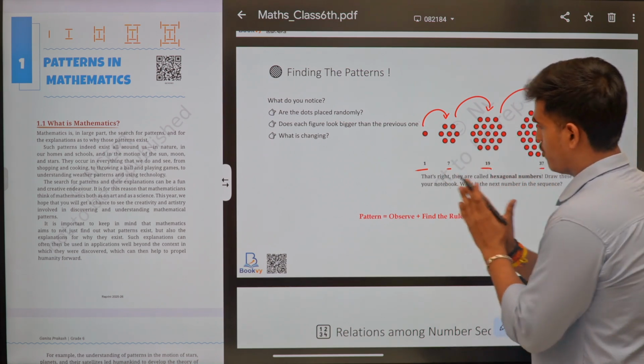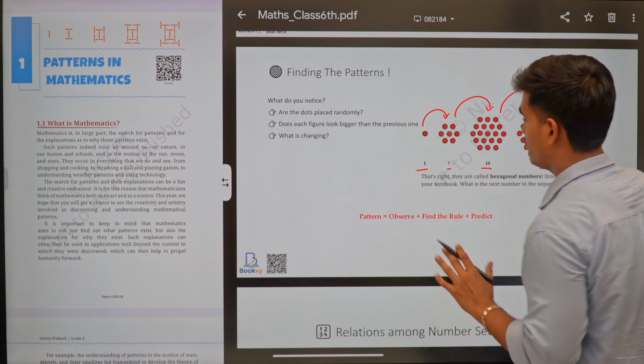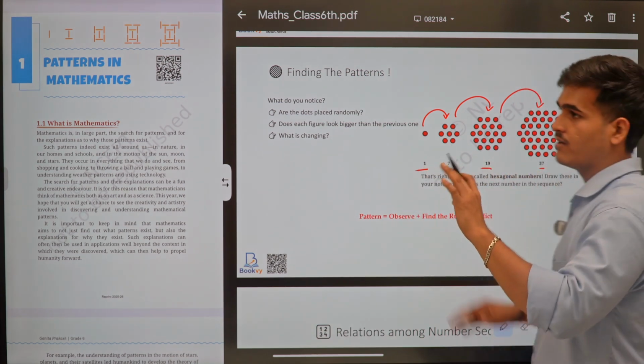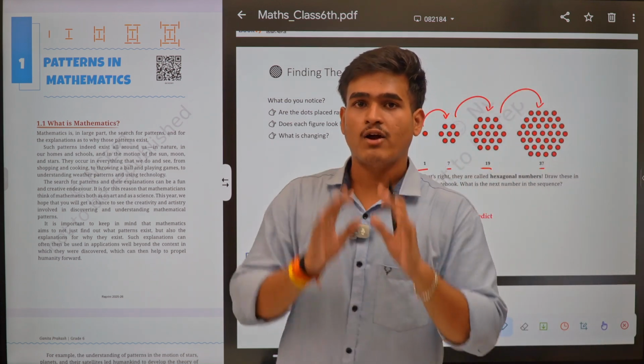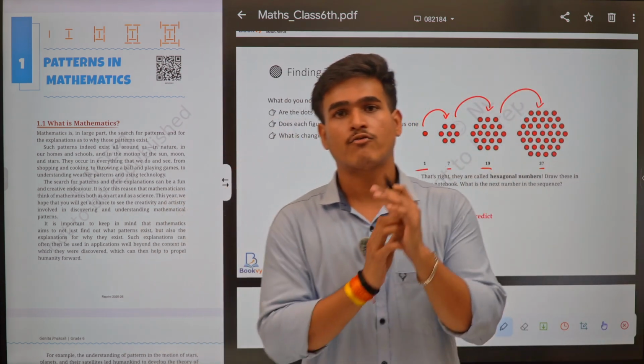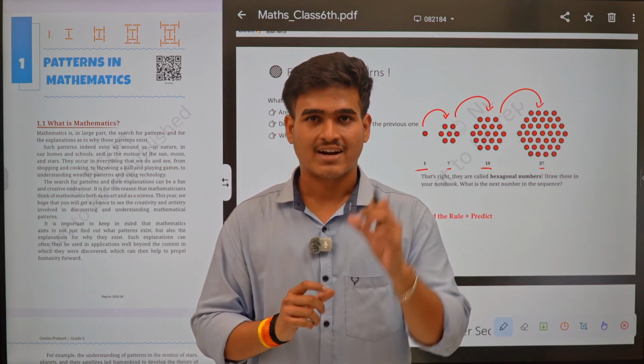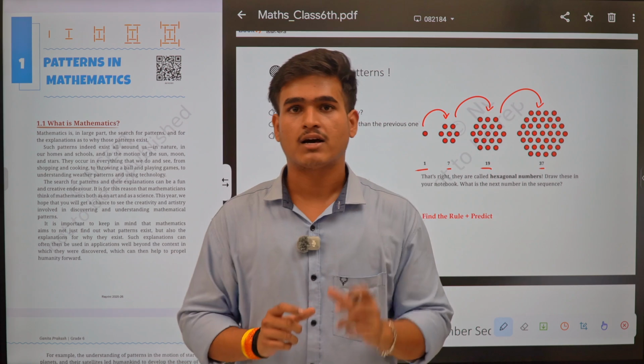Okay, now we have to find what he has said. See, that's right, they are called hexagons. First of all, if you have studied in the 4th or 5th standard, you have studied triangle, quadrilateral, hexagon, heptagon, right?